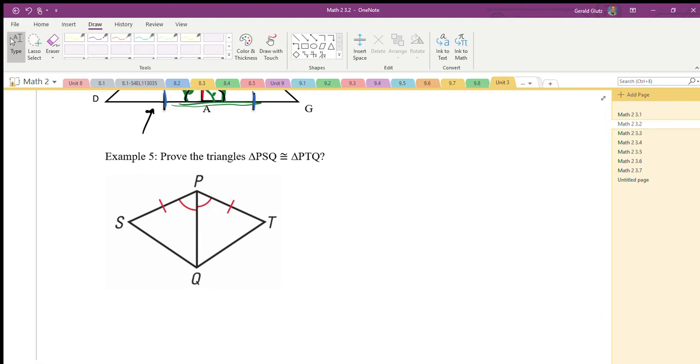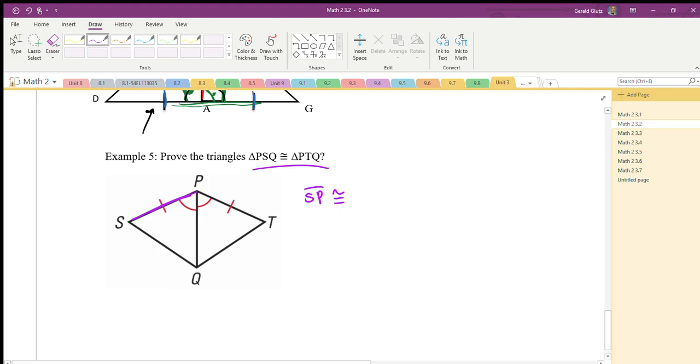And then example 5, we got to prove that these two triangles are congruent. So again, I'm going to start by writing what I know. So SP is congruent to TP and then angle SPQ is congruent to angle TPQ. So I got a side, got an angle.